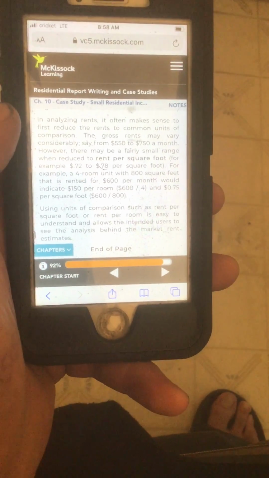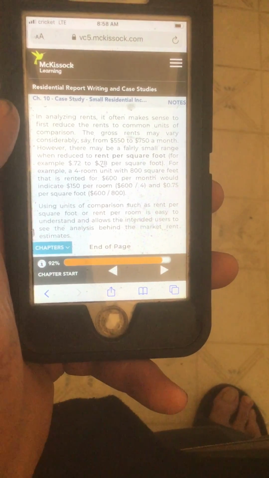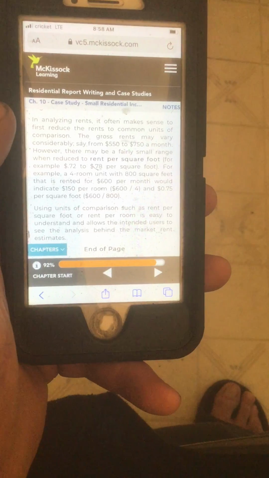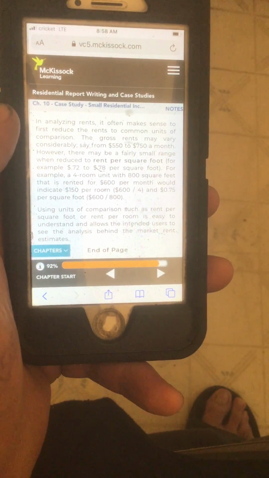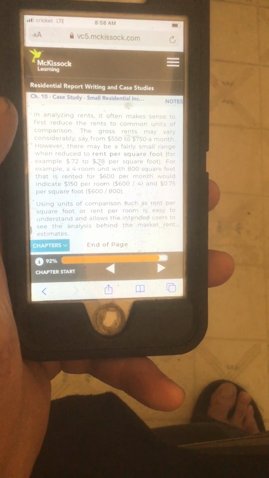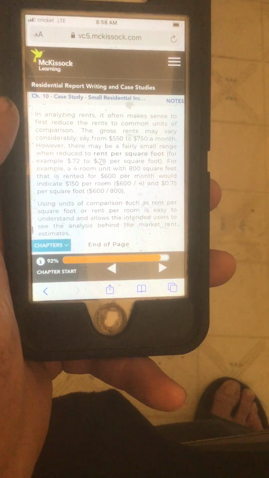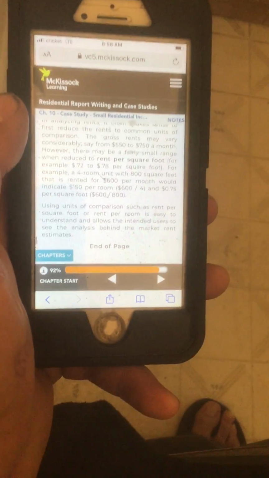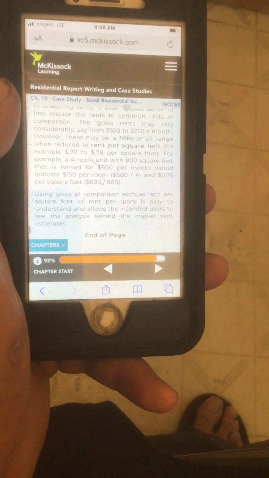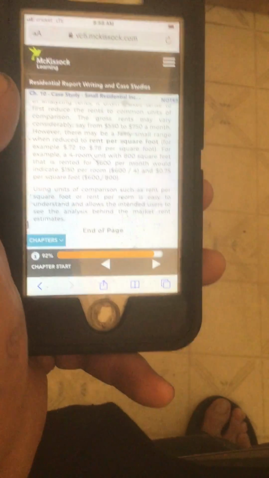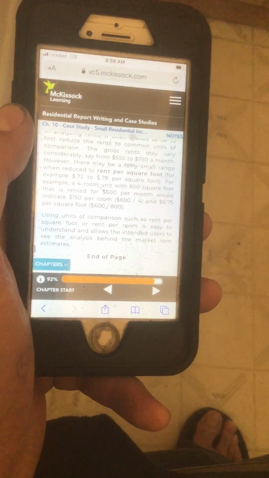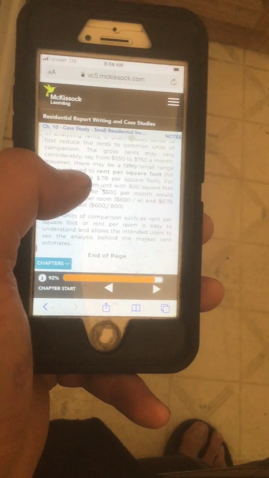For example, a 4-room unit with 800 square feet that is rented for $600 per month would indicate $150 per room, $600 divided by 4, and 75 cents per square foot, $600 divided by 800. Using units of comparison such as rent per square foot or rent per room is easy to understand and allows the intended users to see the analysis behind the market rent estimates.